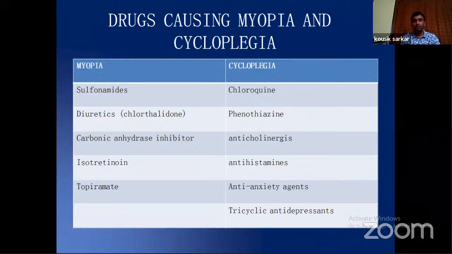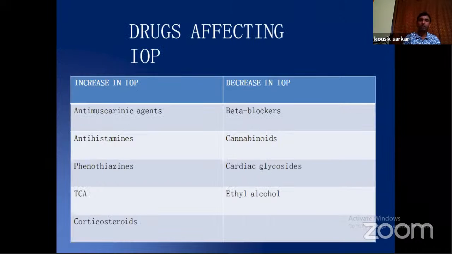Drugs causing myopia are sulfonamides, diuretics, systemic CA inhibitors, isotretinoin, and topiramate. Drugs causing cycloplegia are chloroquine, phenothiazine, anticholinergics, systemic antihistaminics, anti-anxiety agents, and TCAs. Systemic drugs which increase IOP include antimuscarinic agents, antihistaminics, phenothiazines, TCAs, and corticosteroids. Systemic drugs which decrease intraocular pressure include beta blockers, cannabinoids, cardiac glycosides, and ethyl alcohol.